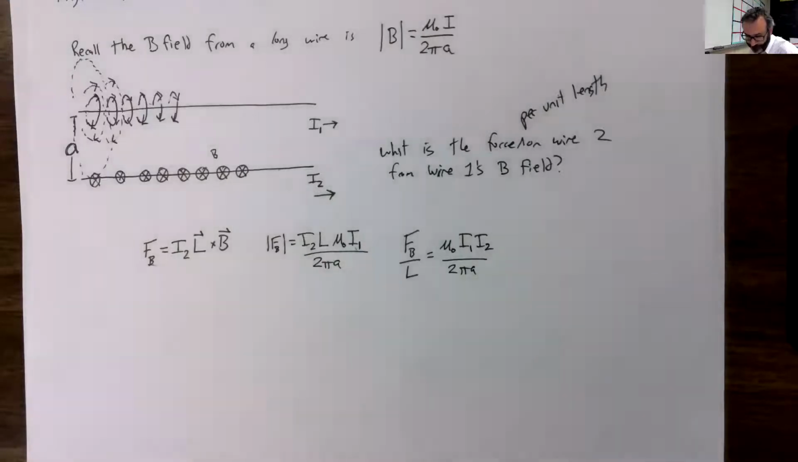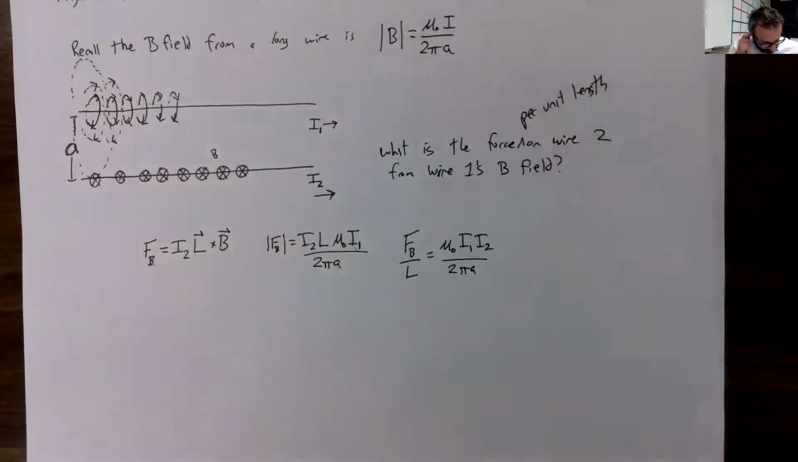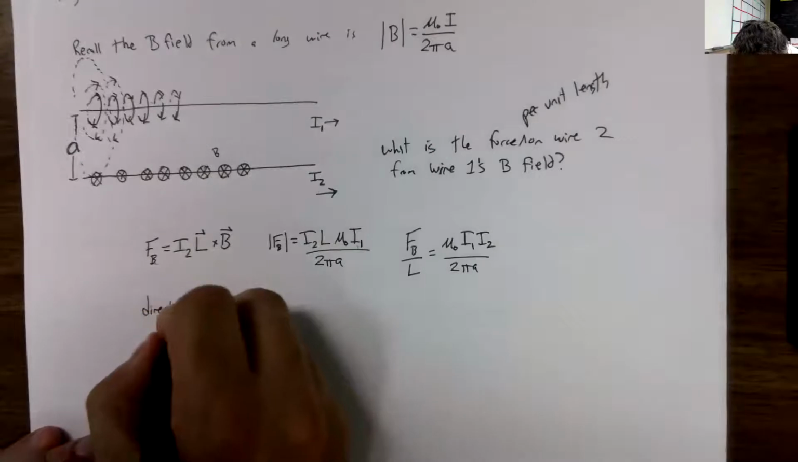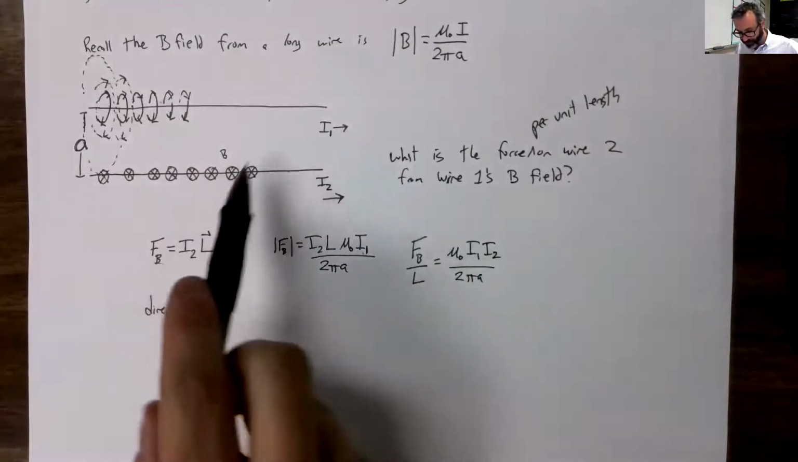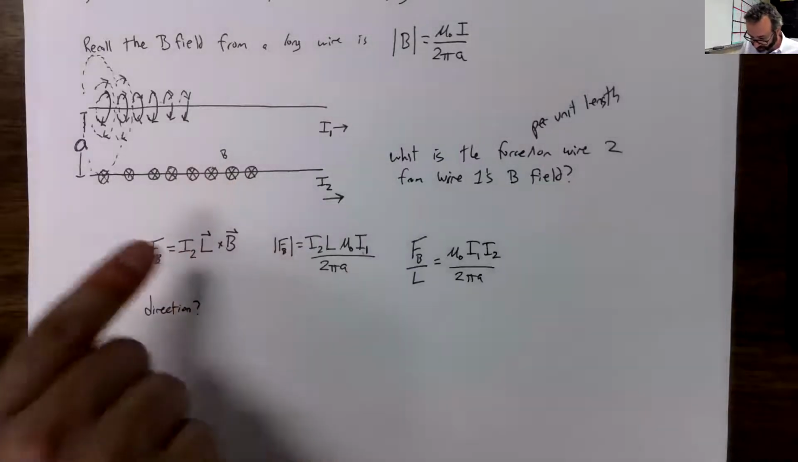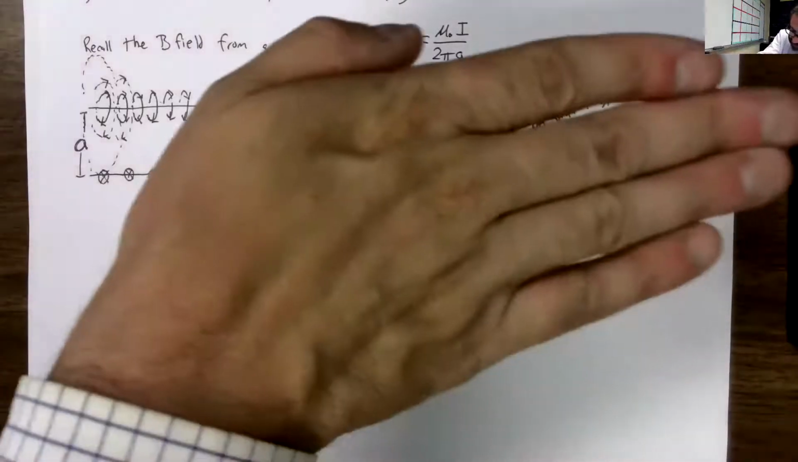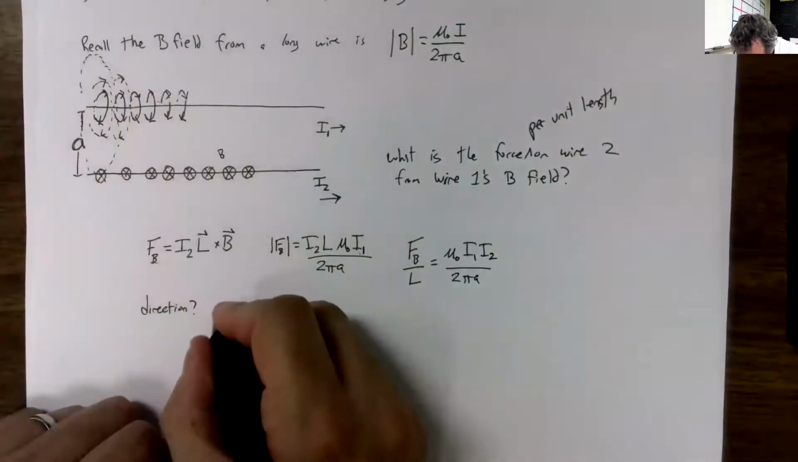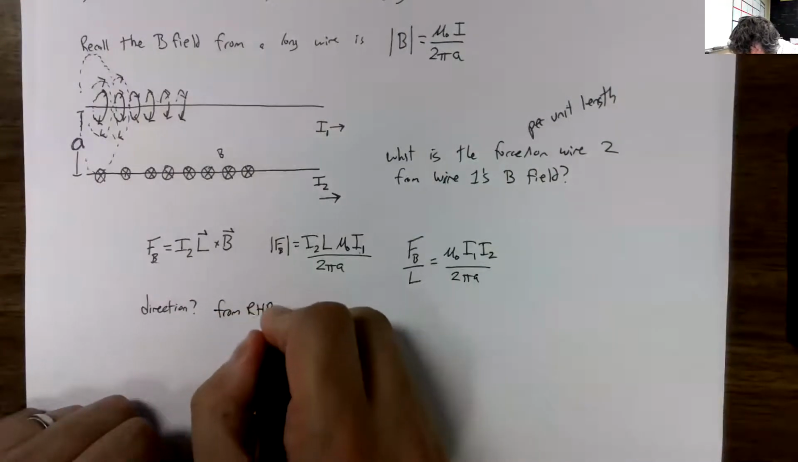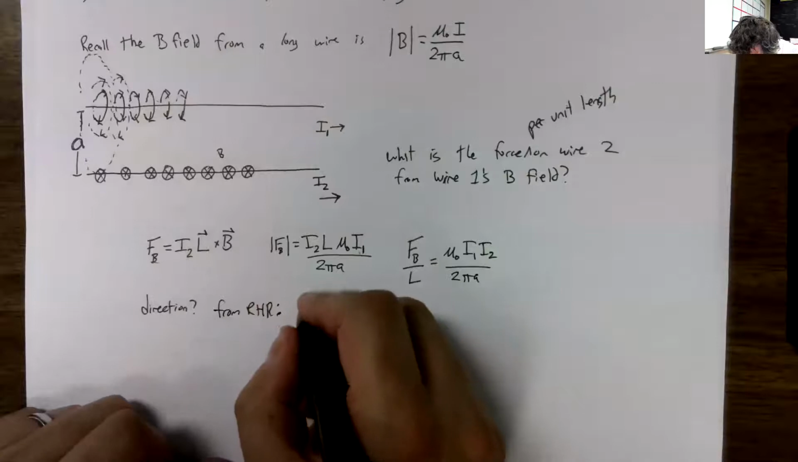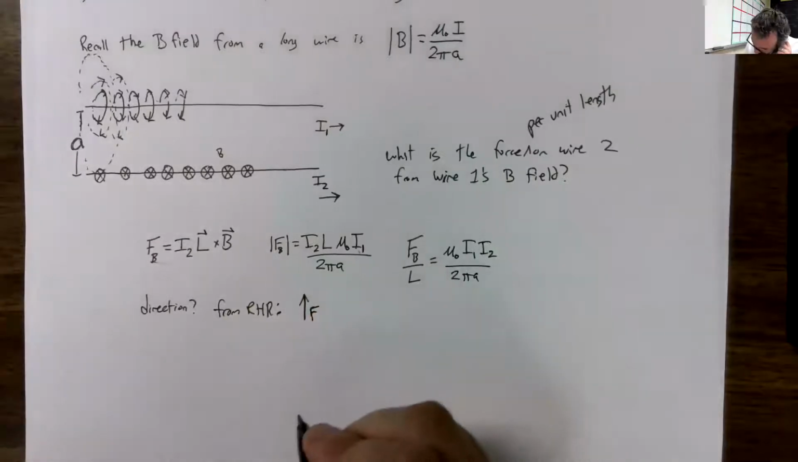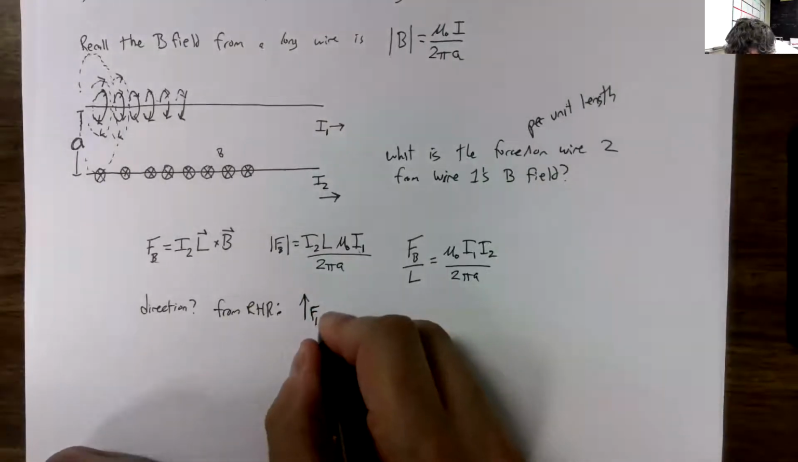Okay. So let's make sure if we look at the directions, maybe that'll be a little bit clearer. What's the direction of that force? Let's do the right hand rule. L is to the right here, and B is into the page. So that means the force is upwards towards the top of the page. So from the right hand rule, that's the direction of the force of wire 1 on 2.